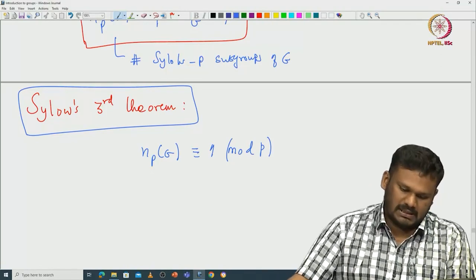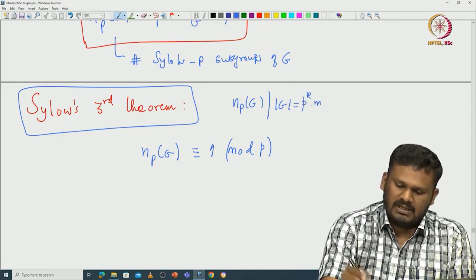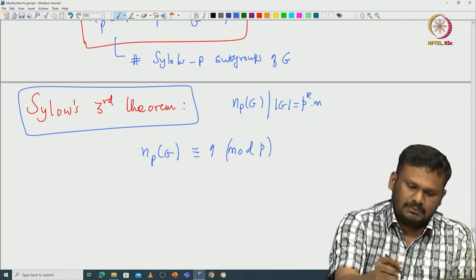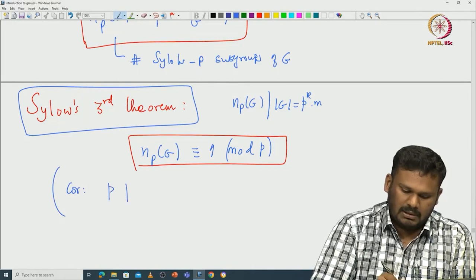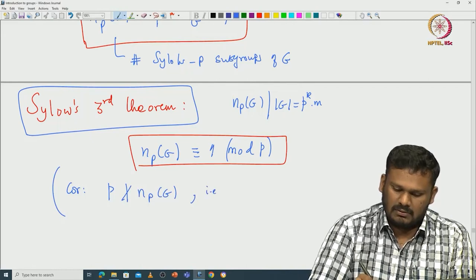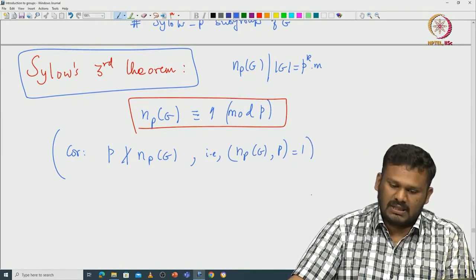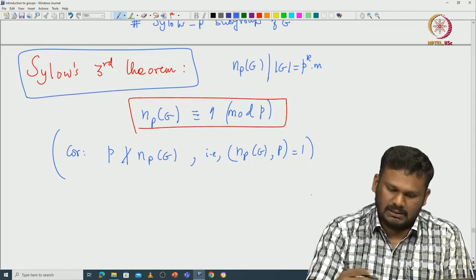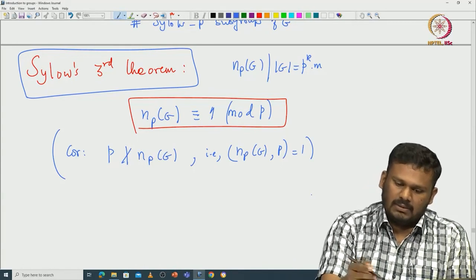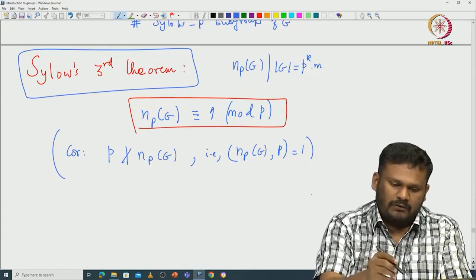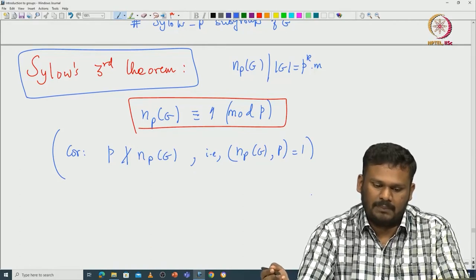So how do we actually prove this? Note that we already know that n_p(G) divides the cardinality of G, which is exactly P to the power K times M. And using this third theorem, as a corollary, P doesn't divide n_p(G). That means n_p(G) and P are relatively prime. So if you take the prime factorization of this n_p(G), then the prime P should not appear in it.